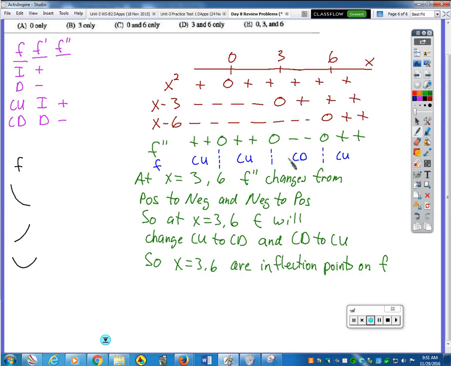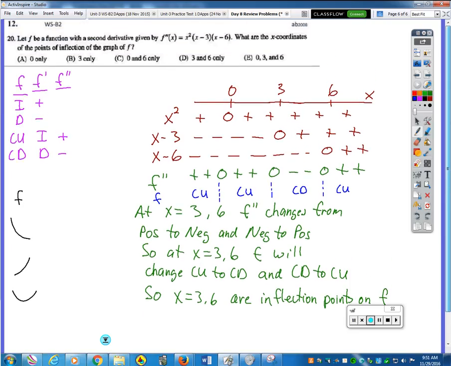So this alone is enough to answer the question, which is where does f have inflection points? F has inflection points when the concavity of f changes. That's occurring at x equals 3 and x equals 6.